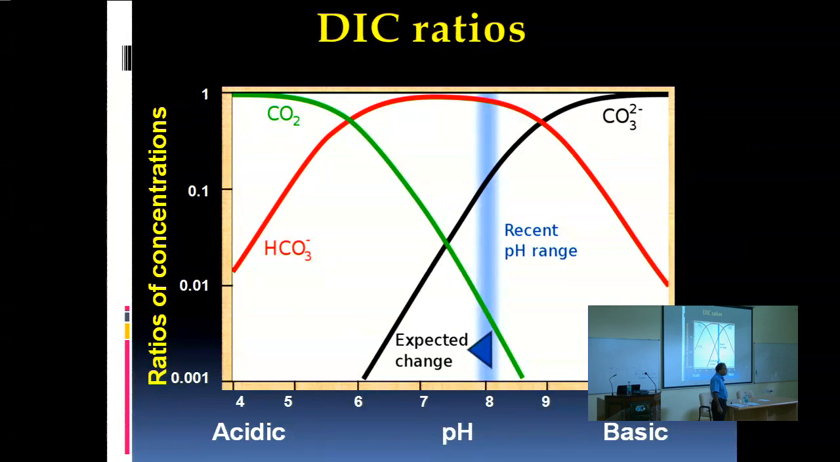Pardon me? Explain the y-axis. The y-axis is the ratio. When you have a completely acidic ocean, all the carbon in the ocean is only in the carbonic acid form. When you have a very basic ocean, all the carbon is in the form of carbonate. So as long as you have a basic ocean, it's good, right? Because you have lots and lots of carbonate, which is good for marine animals.